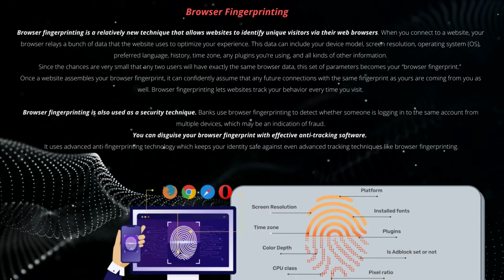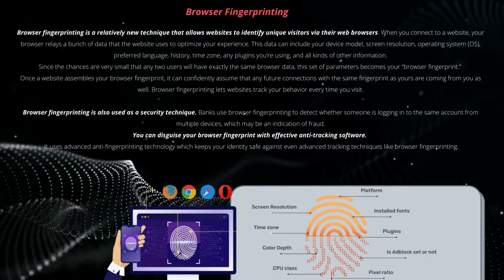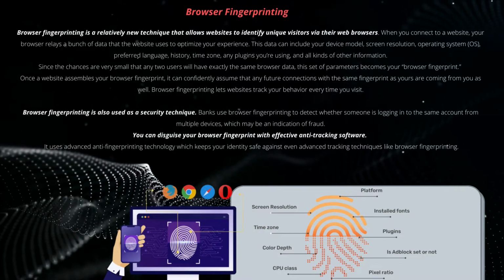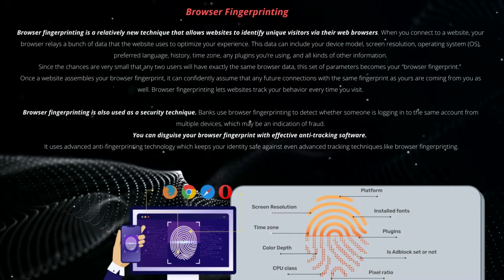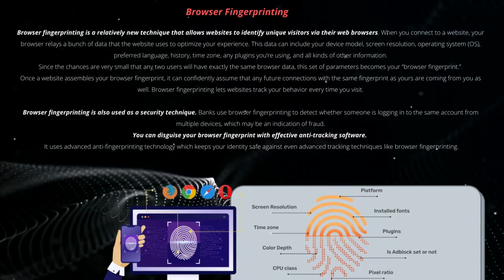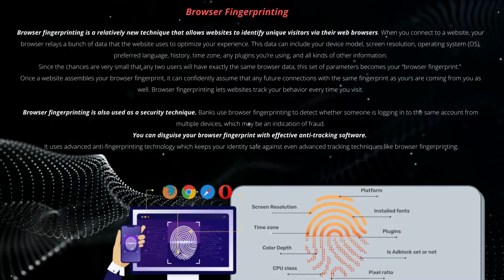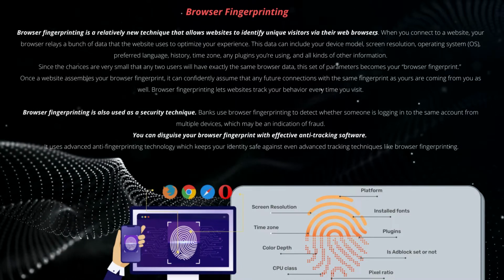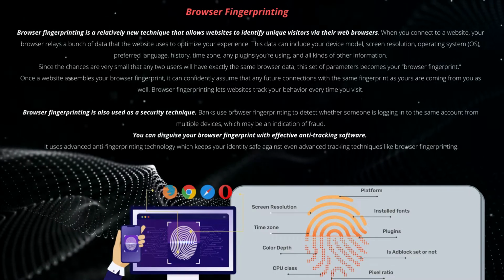Since the chances are very small that any two users will have exactly the same browser data, this set of parameters becomes your browser fingerprint. Once a website assembles your browser fingerprint, it can confidently assume that any future connections with the same fingerprint as yours are coming from you as well. Browser fingerprinting lets websites track your behavior every time you visit.